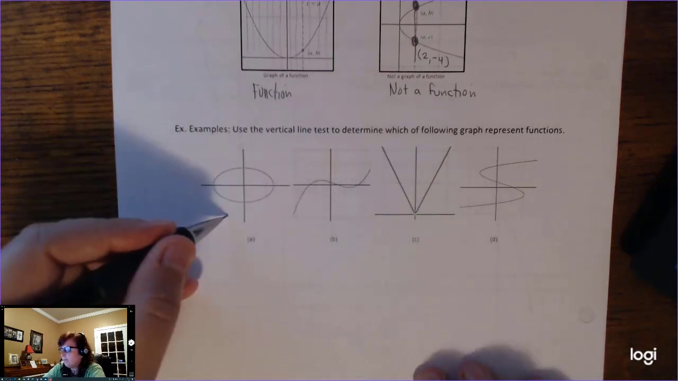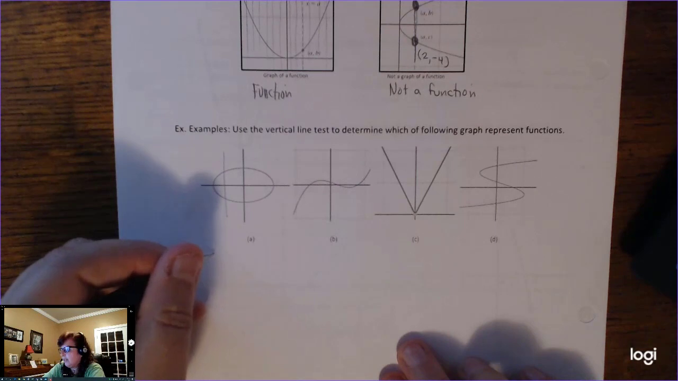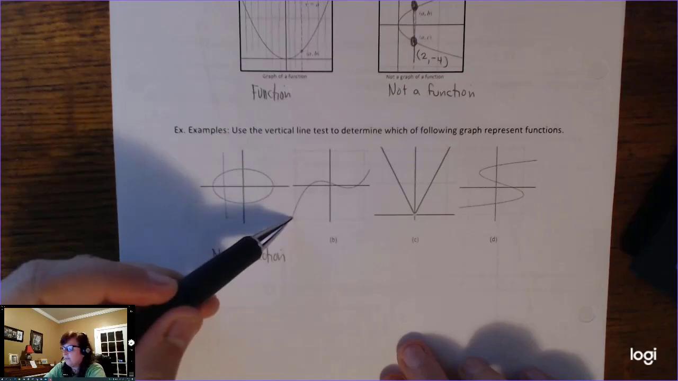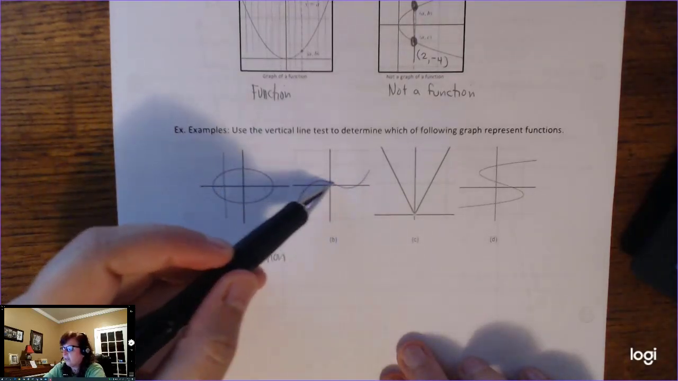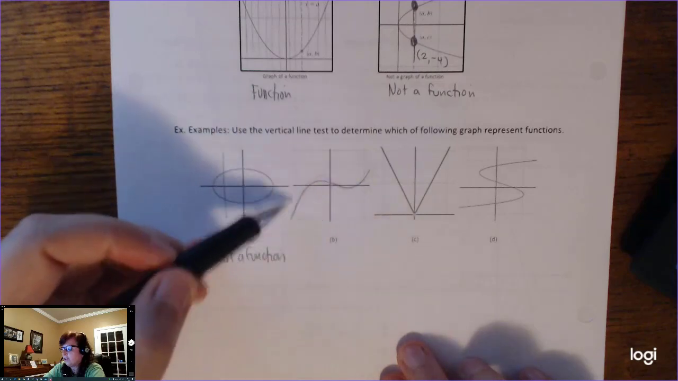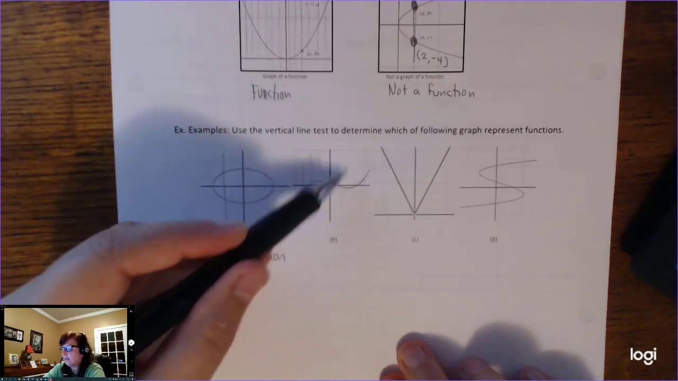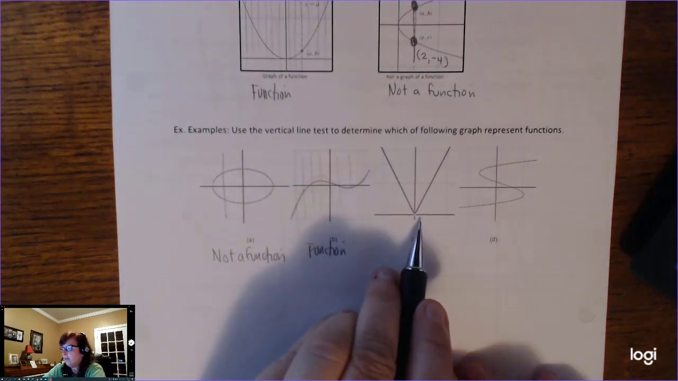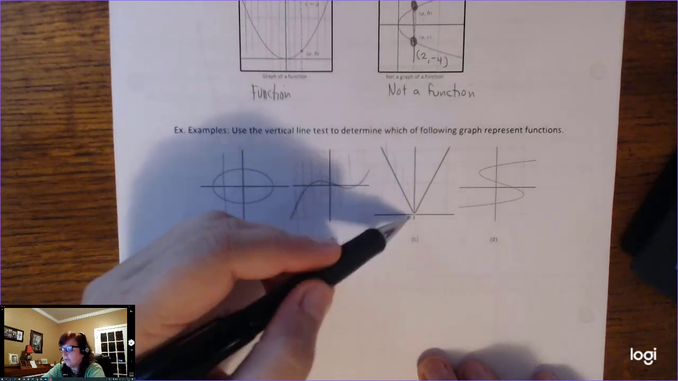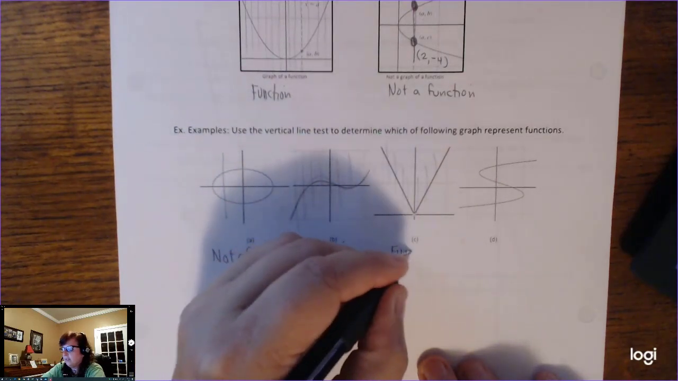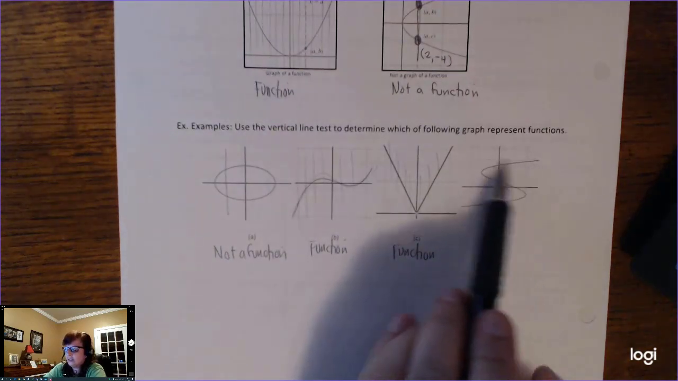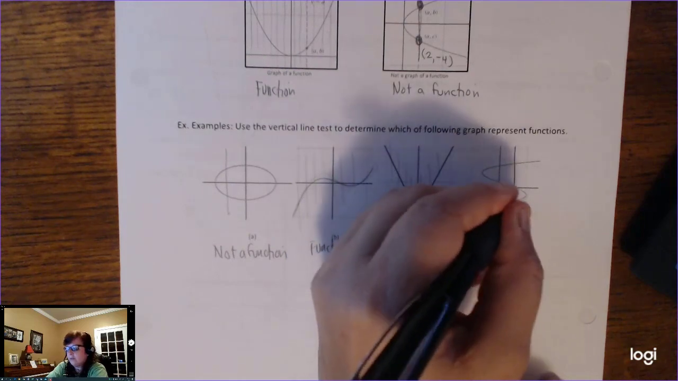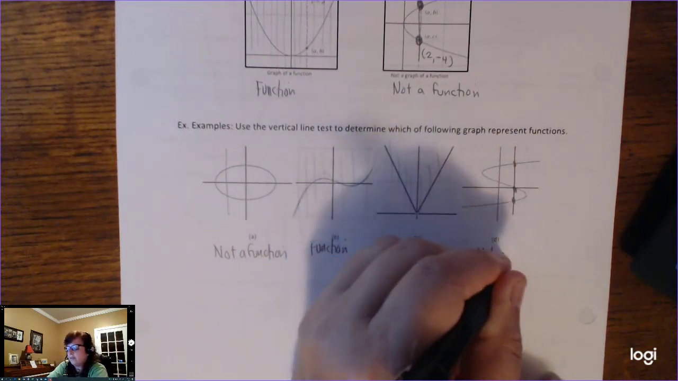So this function fails the vertical line test, so that's not a function. This function looks like a cubic function, a degree 3 function, and it's passing the vertical line test. So that's a function. This is our absolute value function, and it's passing the vertical line test. So it's a function. And this is just a relation, and it fails the vertical line test because it's intersecting a vertical line in more than one place, so that is not a function.